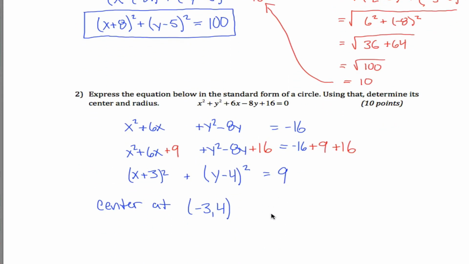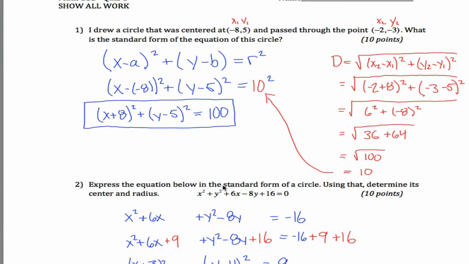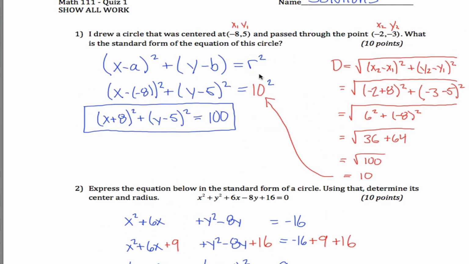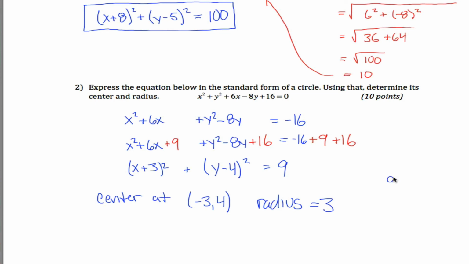Radius, tempting to call it 9, it's not. The radius is 3. The reason it's 3 is because this thing right here, this number, is equal to r squared. Maybe I'll write that down. 9 equals r squared, so r equals 3.